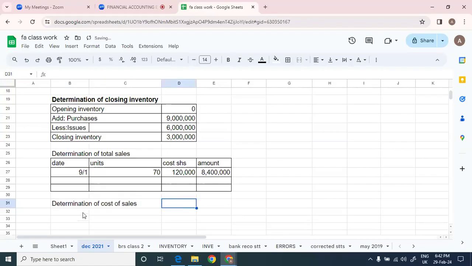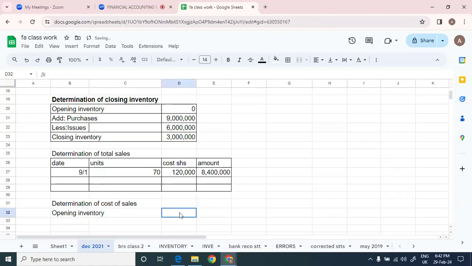We all know that our cost of sales equals opening inventory. Those who have just joined us, we are doing December 2021 question number 2D, a continuation of yesterday's class. So we are saying opening inventory is one of the elements of determining the cost of sales. Our opening inventory is 0. We don't have it. We add our purchases.